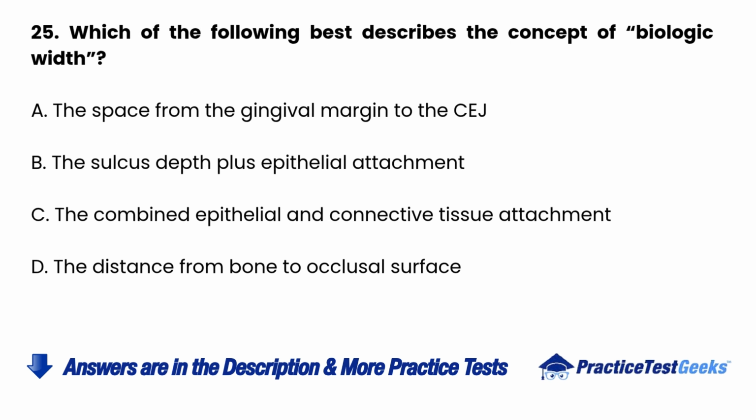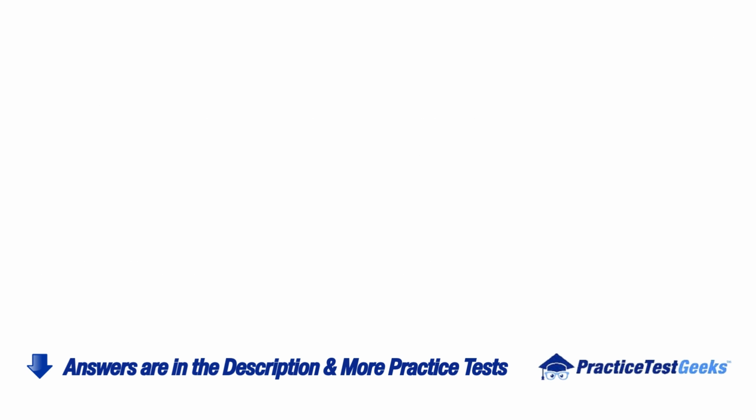25. Which of the following best describes the concept of biologic width? A. The space from the gingival margin to the CEJ. B. The sulcus depth plus epithelial attachment. C. The combined epithelial and connective tissue attachment. D. The distance from bone to occlusal surface.